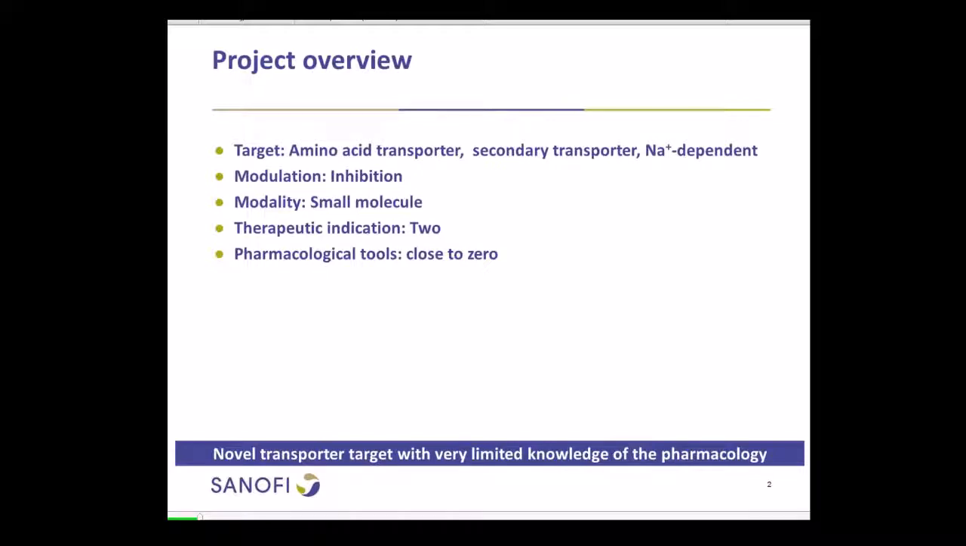for this transporter. We have two different target indications, which I cannot really name for you at the moment. And of course, for this transporter, and this is pretty often the case, the pharmacological tools are not available.